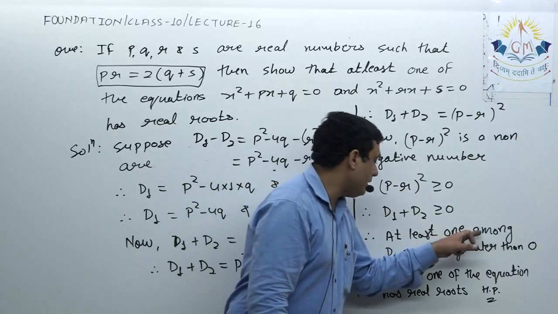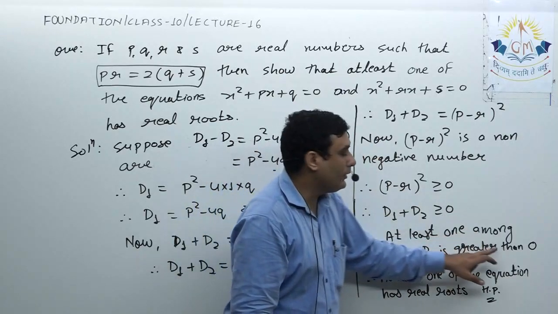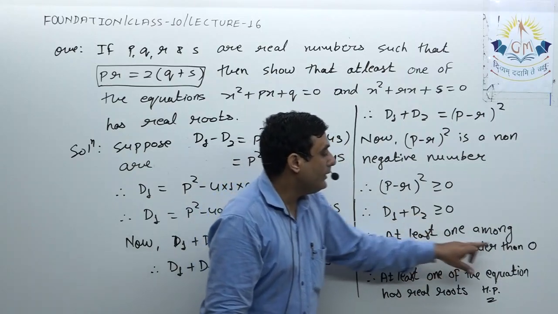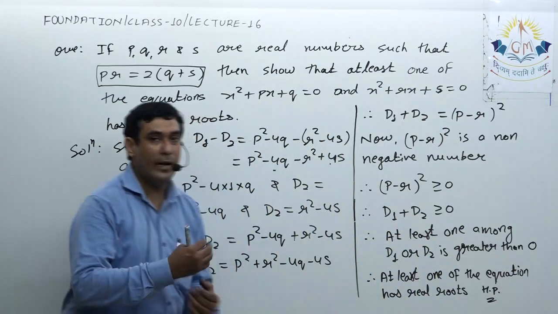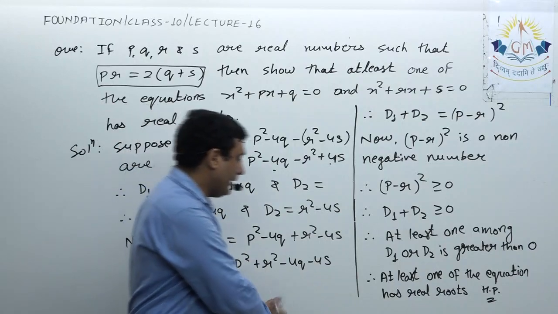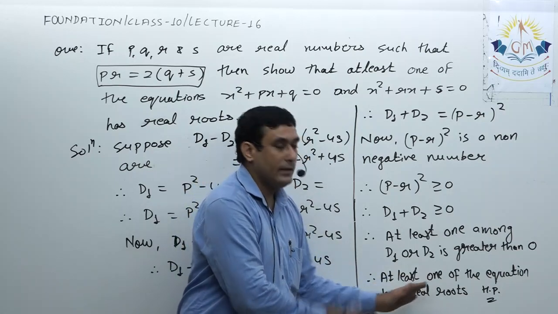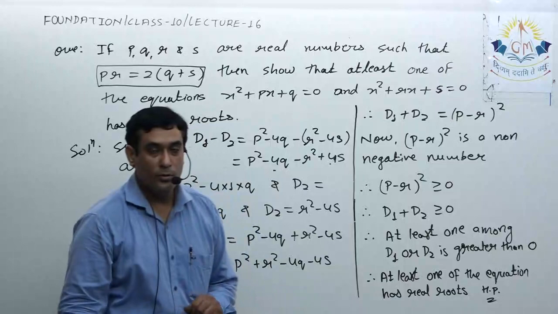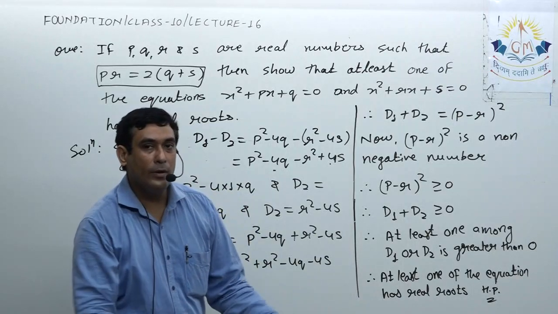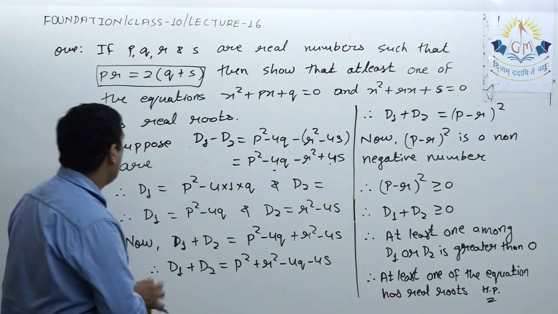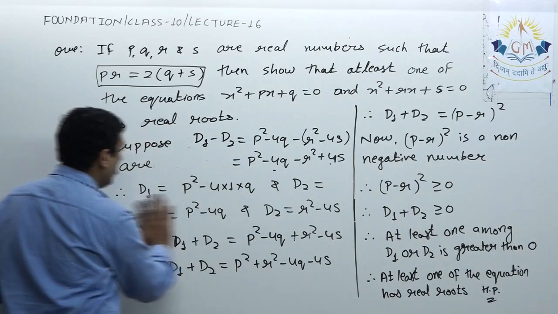So I can say at least one among d1 or d2 is greater than 0. And whenever we have the information that the discriminant is greater than 0, I can definitely say that the particular equation has real roots. They might be equal or not equal, but definitely real roots. I hope this concept is clear to you.